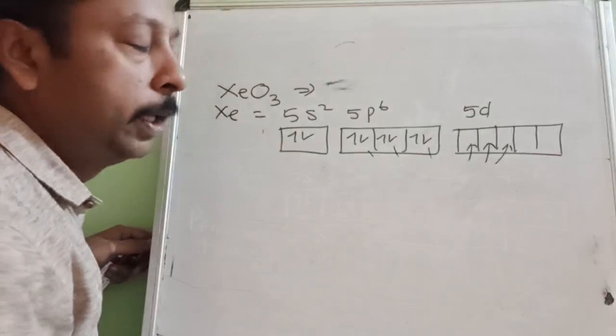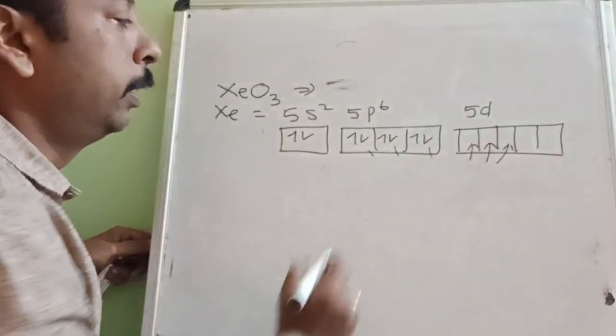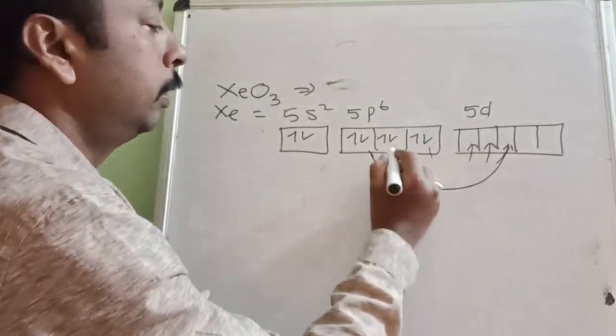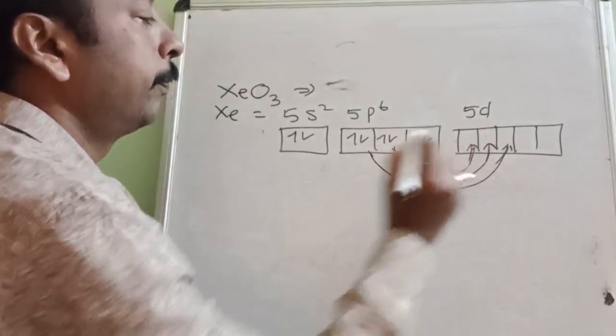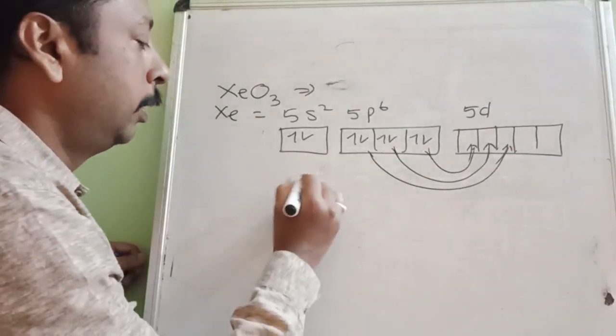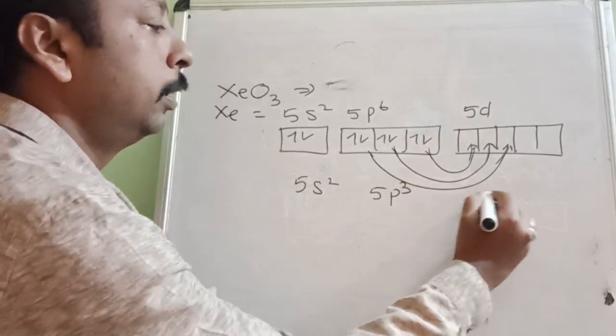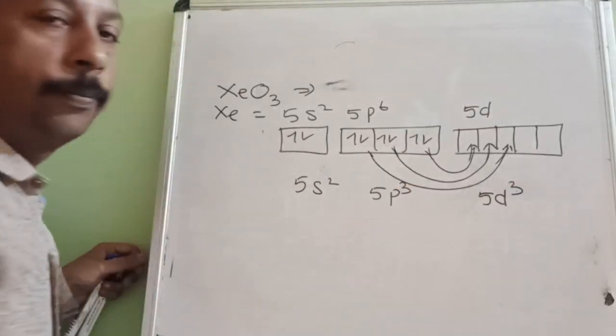2 bonds. Likewise 3 oxygen, 6 bonds. So I should provide how many? 6 unpaired. So what I will do? 1, 2 and 3. Now the electronic configuration will become 5s2, 5p6 will become what? 5p3, and 5d will also be 3.